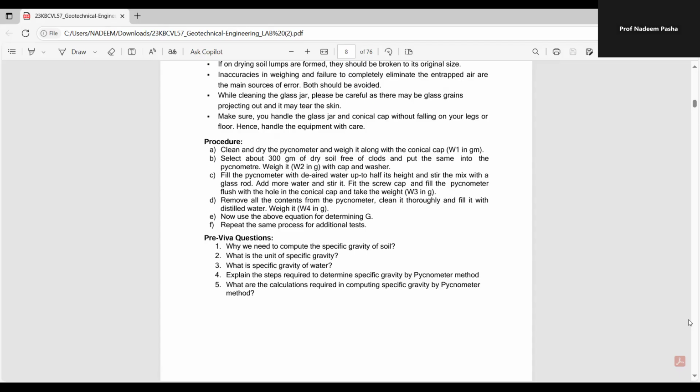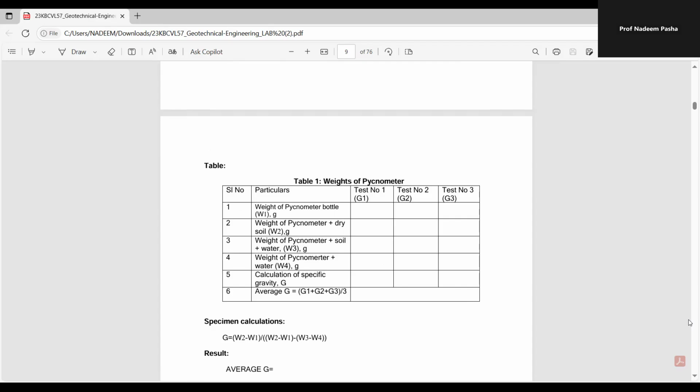What are the calculations required in computing specific gravity by the pycnometer method? Calculations in tabular column: weight of pycnometer, that will be W1 gram; weight of pycnometer plus dry soil, W2 gram; weight of pycnometer plus soil plus water, W3 gram; weight of pycnometer plus water, W4 gram. Specific gravity G = (G1 + G2 + G3) / 3. So G = (W2 - W1) / ((W2 - W1) - (W3 - W4)).